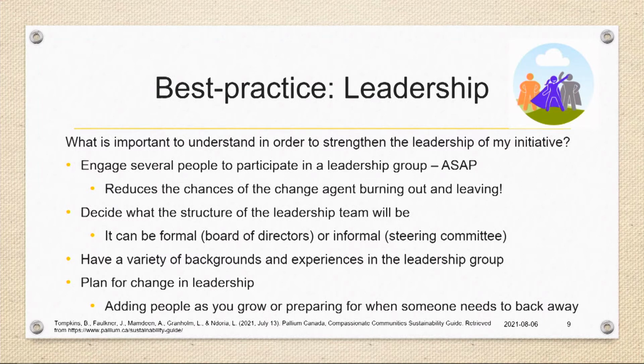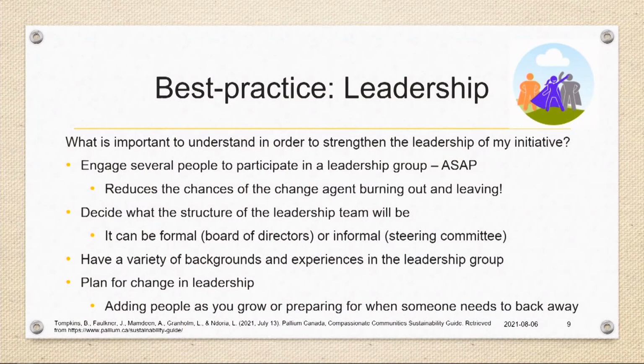Have a variety of backgrounds and experiences in the leadership team. This is where it's really important to make sure that you're not grabbing all from the same sort of group of people, right? Really go after a diverse leadership team. They're going to bring a lot of unique experience and knowledge to the table.